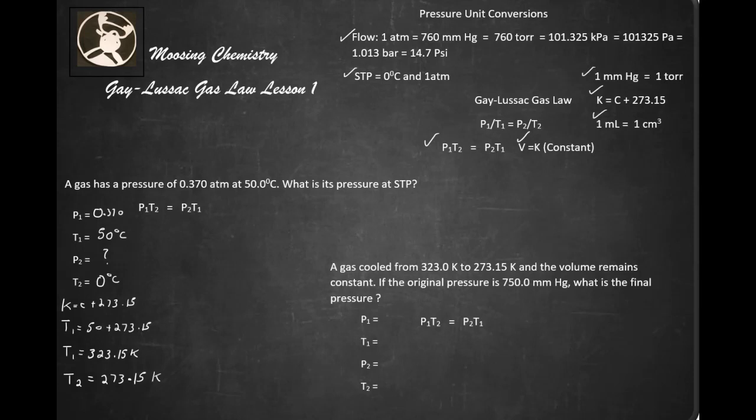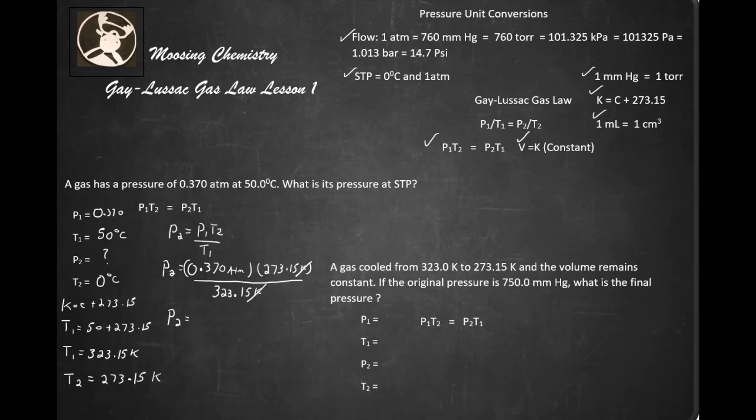All right, so let's go ahead and solve this. We want to isolate for P2. So P2 equals P1 T2 over T1. So P2 equals, of course, P1, which is 0.370 atm, times our T2, which is 273.15 K, divided by our T1, which is going to be 323.15 K. The K's will cancel out, and our P2 will be the following.